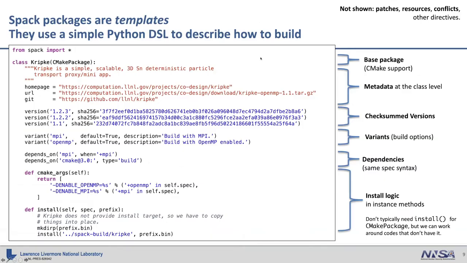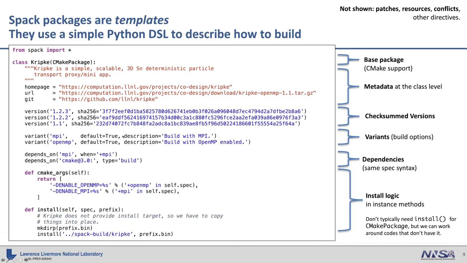If you look at a Spack package, they are templated and they use a really simple Python DSL to describe how to build. So this is the file for CryptKey, which uses CMake to build. You can get the source from here. There are actual SHAs to verify the source that you get. And then there are options down here.